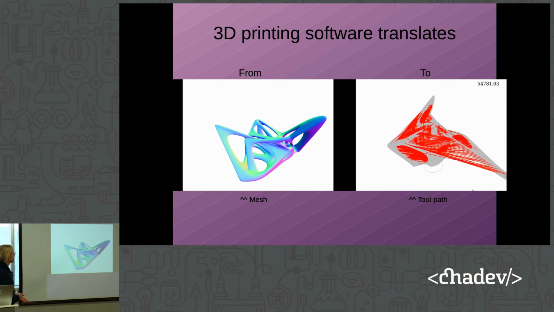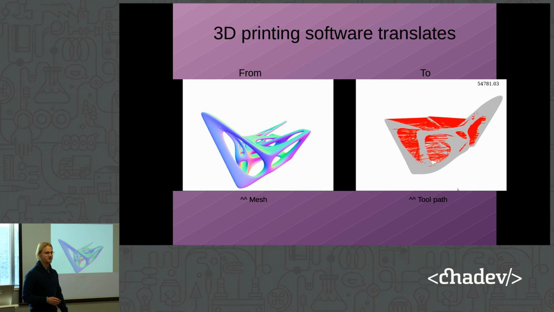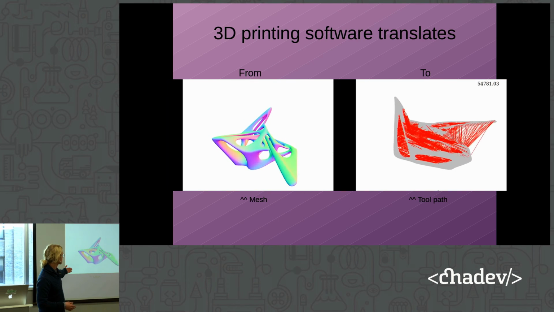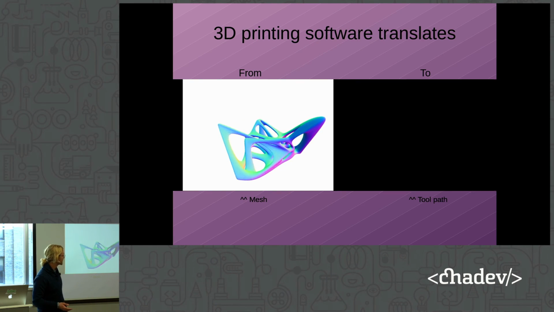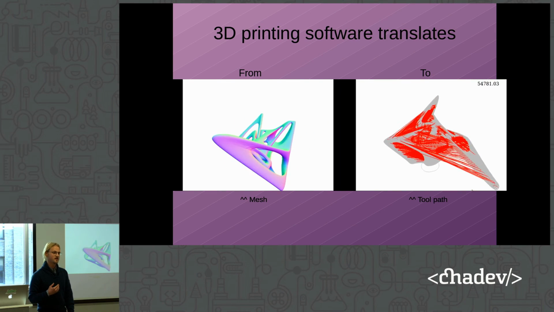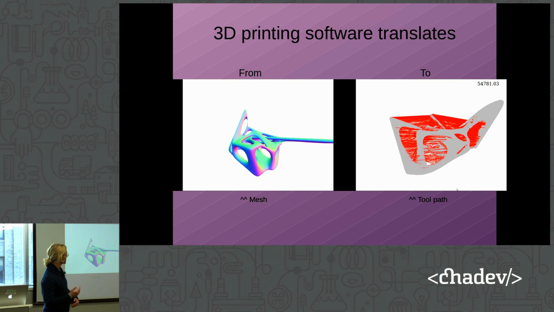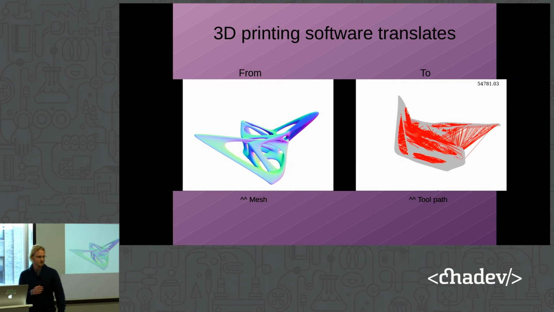So 3D printing software is basically a compiler for geometries. The 3D printing software's goal is to take this mesh and represent it as a toolpath. On the right side, you see my software's representation of a toolpath. The gray parts are what is printed, and the red parts are motions that are wasted during the printing process.